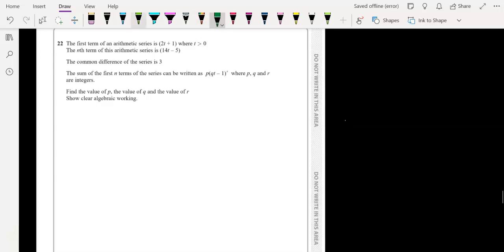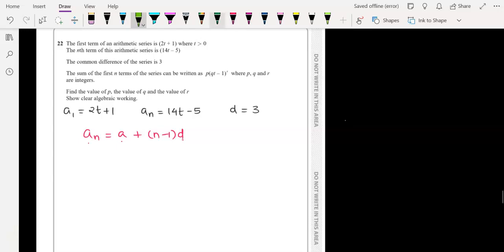Show clear algebraic working. Okay, so your first term is 2t plus 1. Your nth term is 14t minus 5, whereas the common difference is 3. We know the formula for nth term. So nth term formula is a plus n minus 1 times d. I know the value of a n, I know the value of a and d. We'll substitute all and try to get an expression for n.